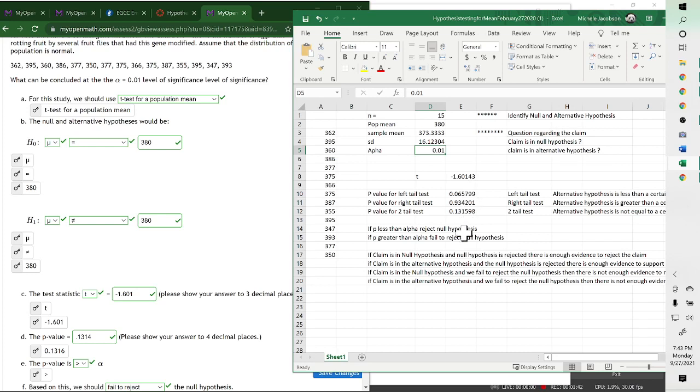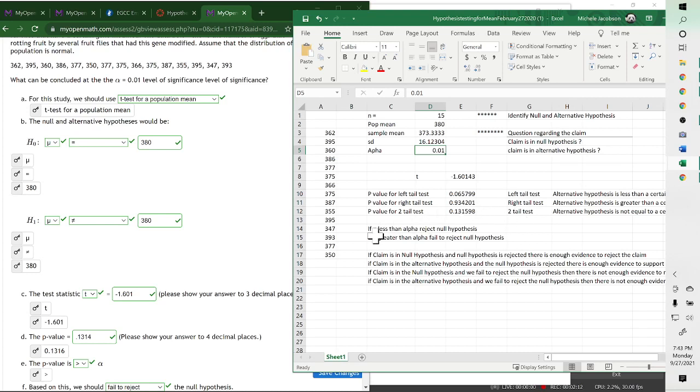Now the p-value, it's one of 3 possibilities depending on your test. If we look at the test, it's not equal to. Not equal to is a two-tailed test. So it's the 0.131598. If it were greater than, it's a right tail. And if it's less than, it's a left tail. But this one was not equal to, and that's why it's the bottom one.